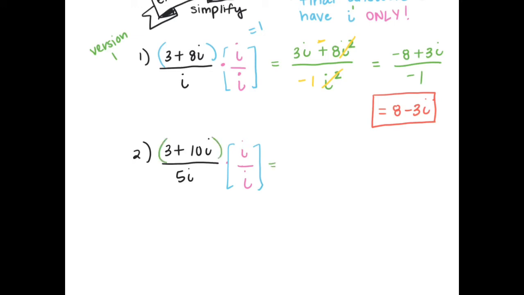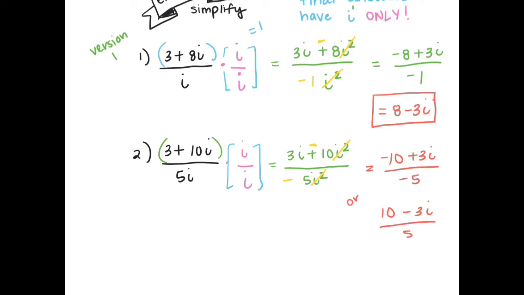So when you go to distribute this i, we're going to have 3i plus 10i squared over 5i squared. Again, don't forget, i squared equals -1, so it's going to change some signs. So that's going to become -10 and -5. So when we go to write this, we're going to have -10 plus 3i over -5. You could leave your answer like this, but what you're going to notice that I do is change all those signs because I don't like having a negative on the bottom. So that's going to give me 10 minus 3i over 5.